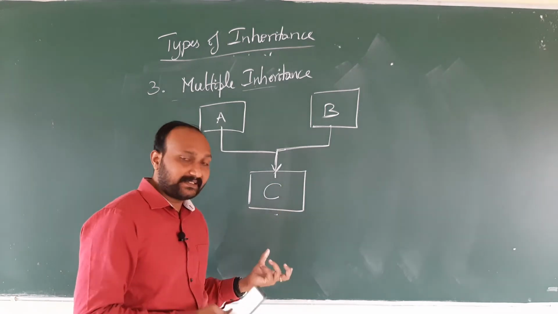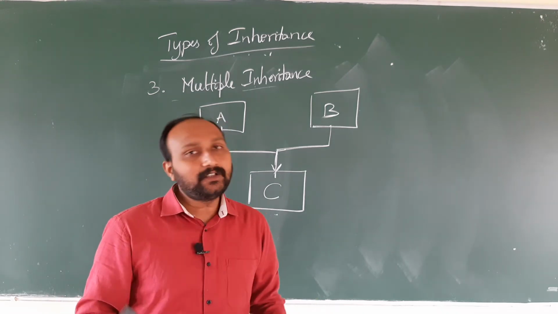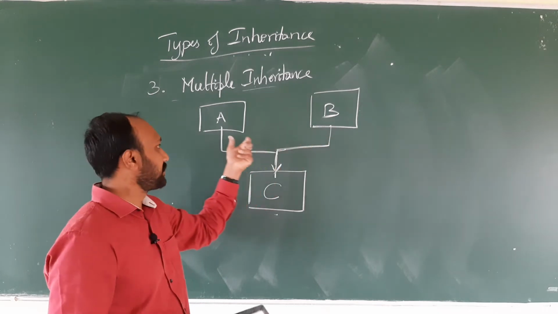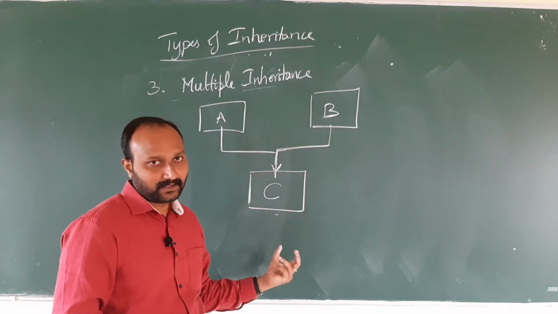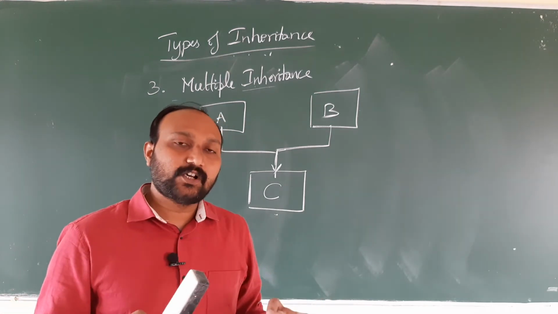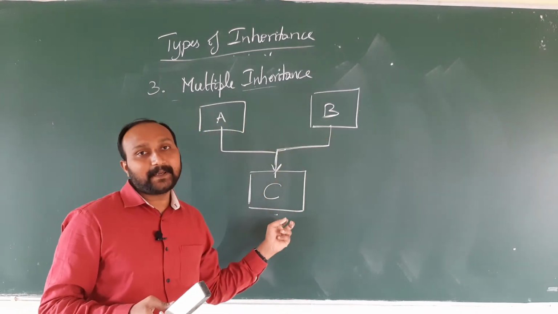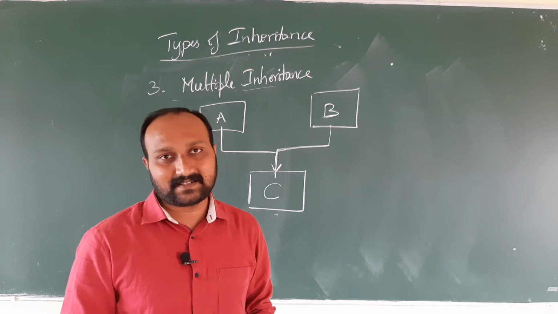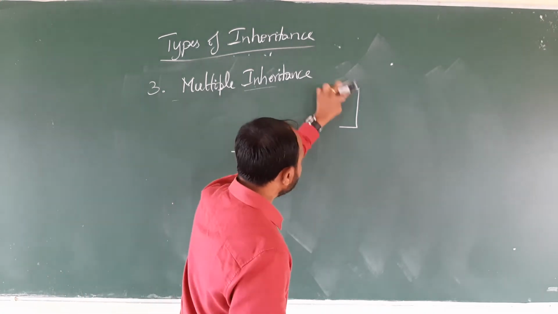So, how have I derived a new class? The new class has properties of not only one class, but more than one class. Here I have considered only two classes. From class A and class B, I have inherited some properties. So, what is multiple inheritance? It is the process of deriving a class from two or more base classes.